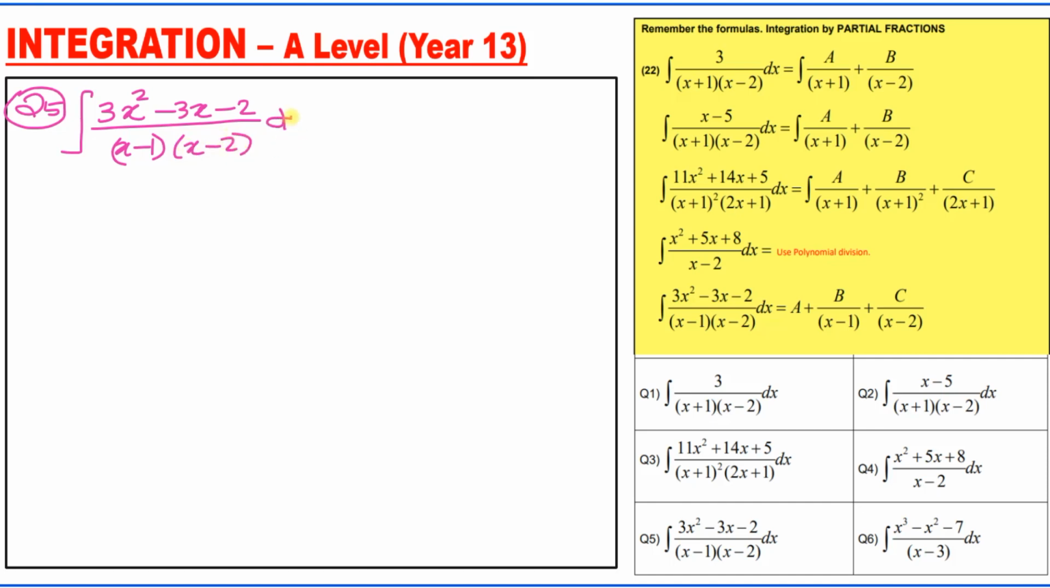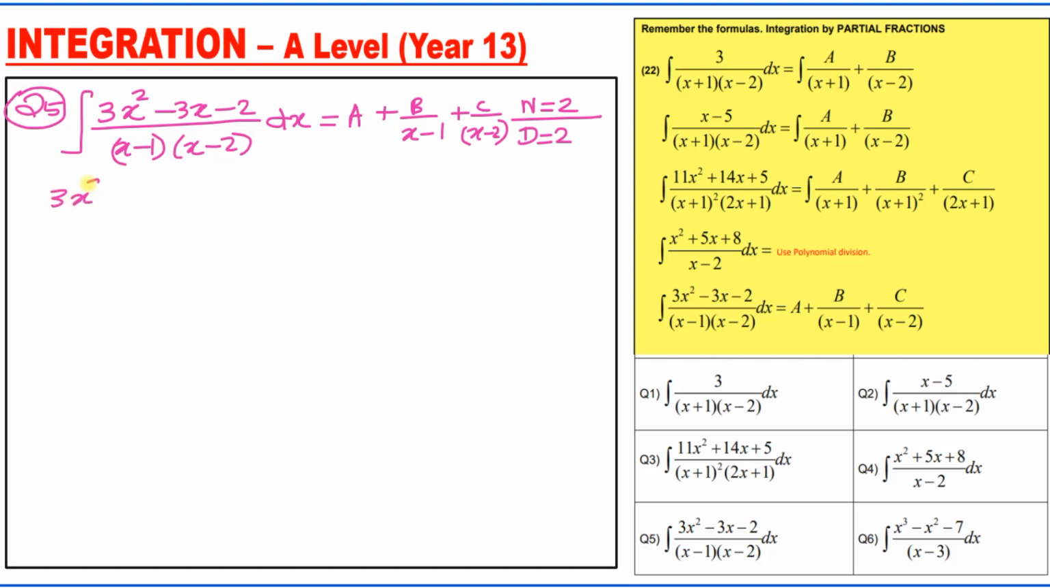dx. Now check the numerator's power, which is 2, and the denominator's power is what? Again 2. So the numerator's power and denominator's power are equal, which means you need to have a constant, and then the remaining ones are b over x minus 1, then c over x minus 2, and I will show you how to do that.